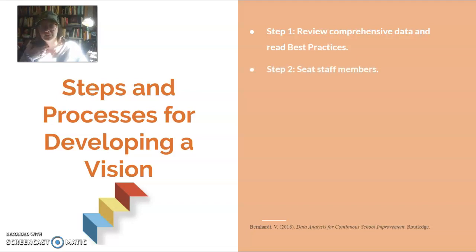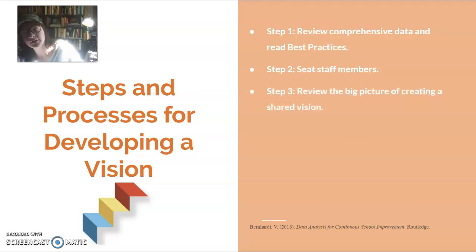Step 2, bring all staff members together, seat them, and be ready to start the meeting. So this is hopefully at the beginning of school or in the summer right before school starts, but if not, it's fine. Just making it happen at some point is what's important. Review the big picture of creating a shared vision. So make sure that everybody knows what we're working on going forward, what these steps are going to be, and how we're going to come to a vision in the end, and the reasons for this vision. What's the point? What's the big picture?